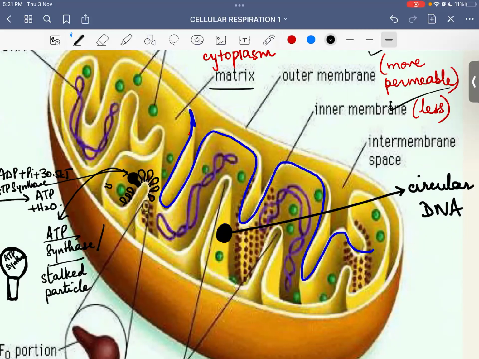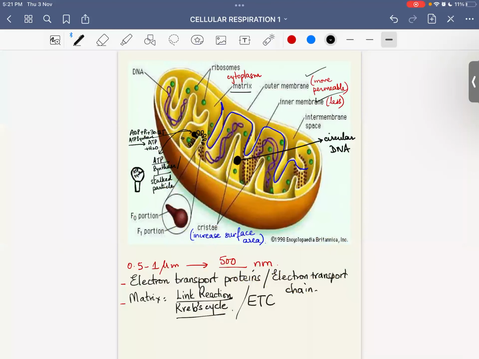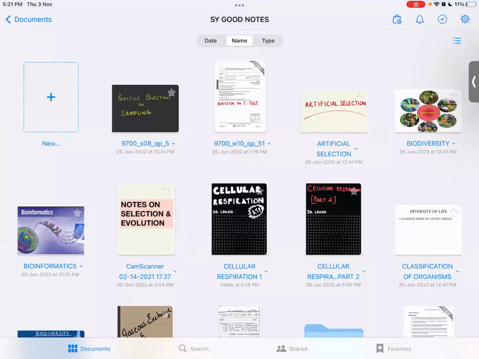ये समझ आ रही है बात? या नहीं आ रही? Miss, एक second. I'm like, wait, can you repeat this? Okay, I'll repeat it once again. Let me just show you a diagram. फिर समझ आएगा.